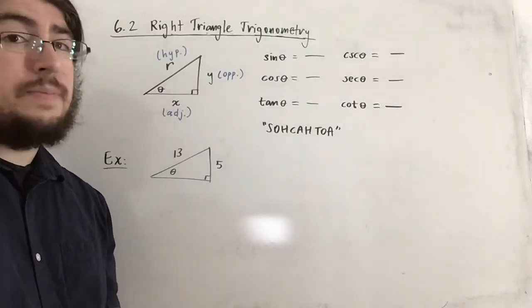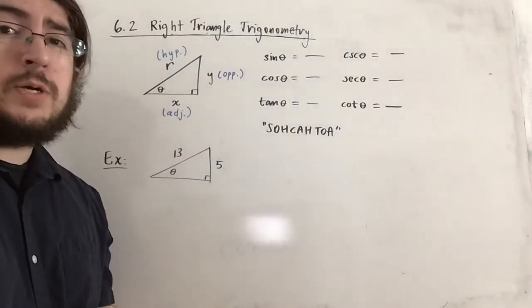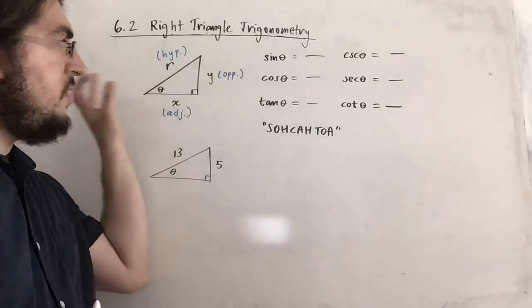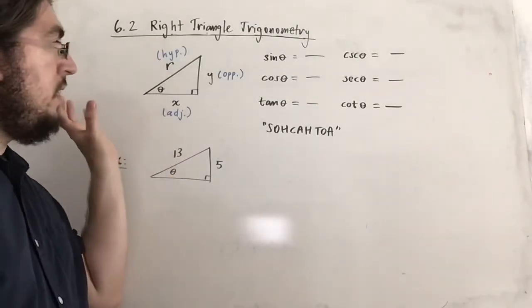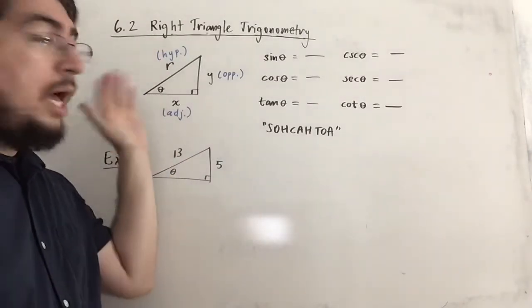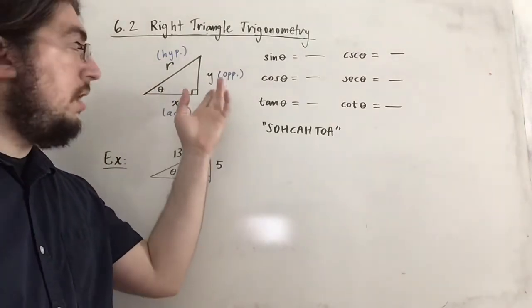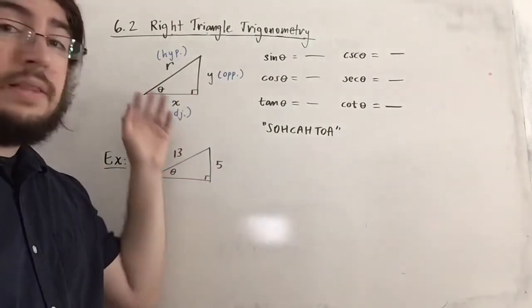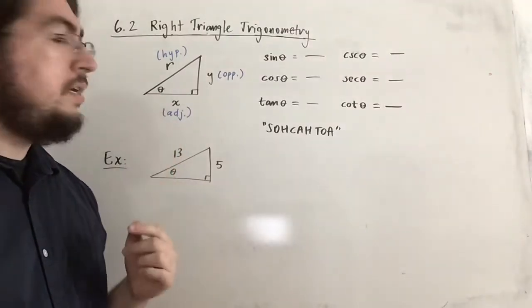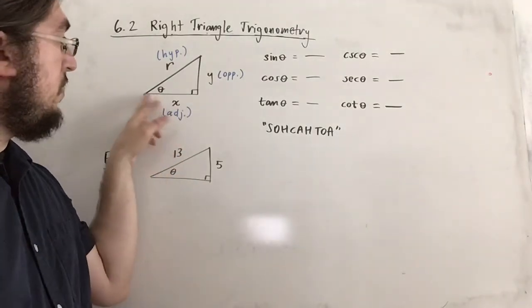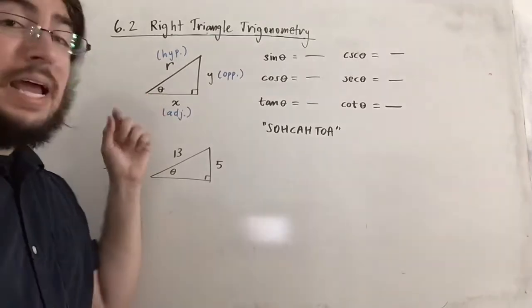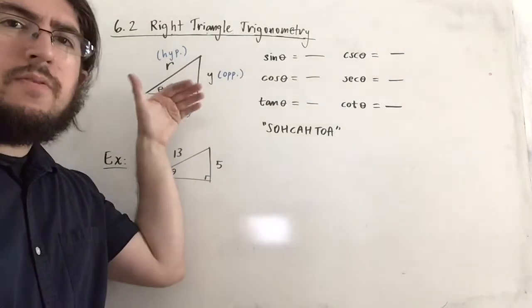Hello everyone, this is chapter 6.2, right triangle trigonometry. Here I first want to start off with a very generic right triangle with angle theta. Hypotenuse I'll call r, the side opposite of the angle I'll call y, and the side next to, or adjacent to, the angle theta I'll call x. Of course, x for horizontal, y for vertical, and r for radius.